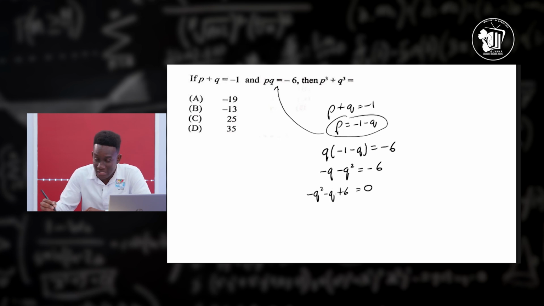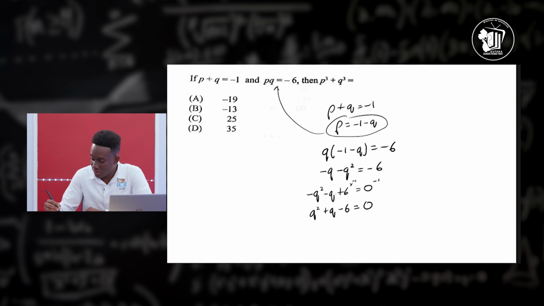So we can multiply this entire equation by -1 to get rid of the negative in front. You multiply everything by -1. This will turn into a positive Q squared, this will turn into a positive Q, and this turns into a -6 is equal to 0. So we have this quadratic to solve.